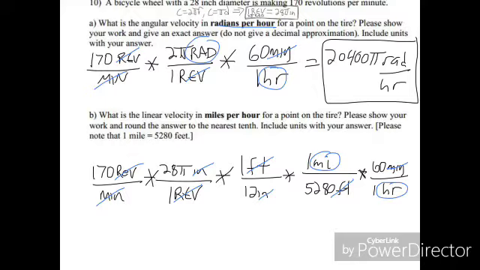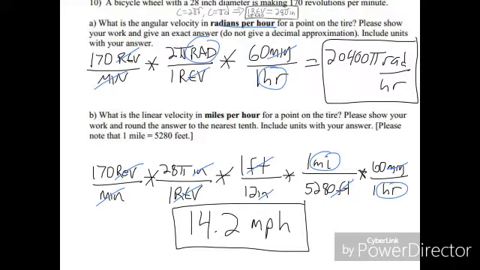So on my calculator, I would have 170 times 28 times the pi button times 60 equals, oh, huge, 897,238 point. Then divide by 12 and I'd hit equals, and then divide by 5280 and I'd hit equals, and now I'm looking at 14.16 or 14.2. 14.2 miles per hour.